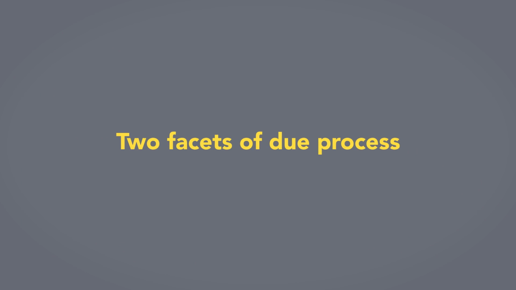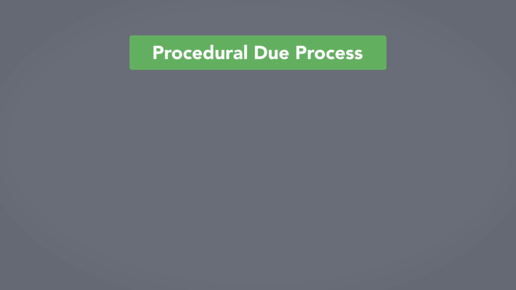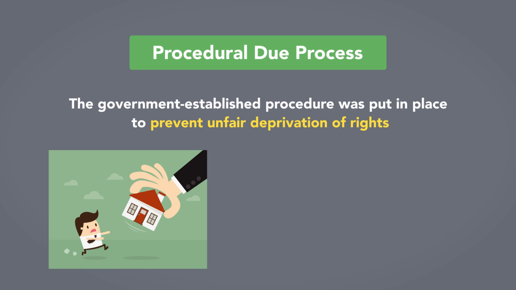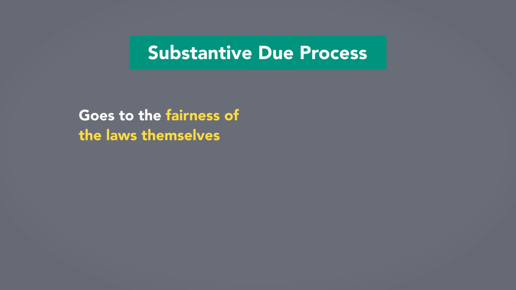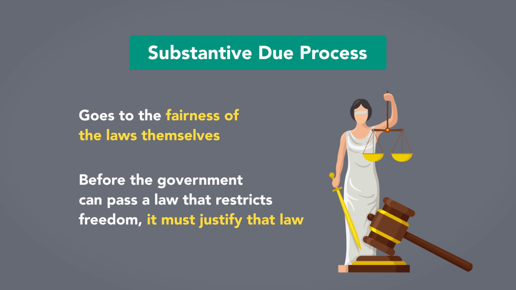There are two facets of due process: procedural due process and substantive due process. Procedural due process means the government established procedure was put in place to prevent unfair deprivation of rights. The government may, at times, take people's liberty or property or even life when the law allows, but it must afford the person a fair opportunity to be heard and to contest the deprivation before doing so. Substantive due process goes to the fairness of the laws themselves. Before the government can pass a law that restricts freedom, it must justify that law.